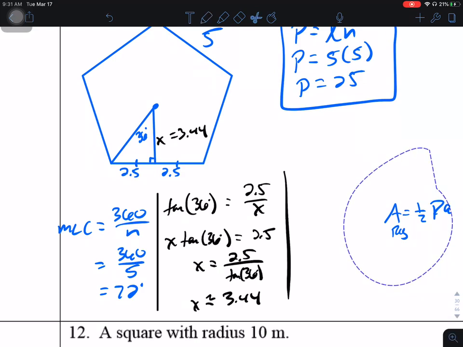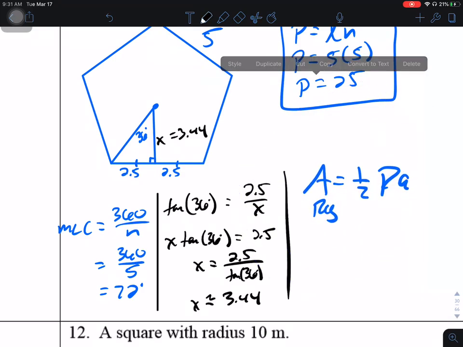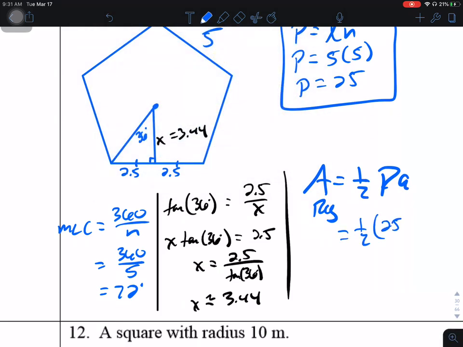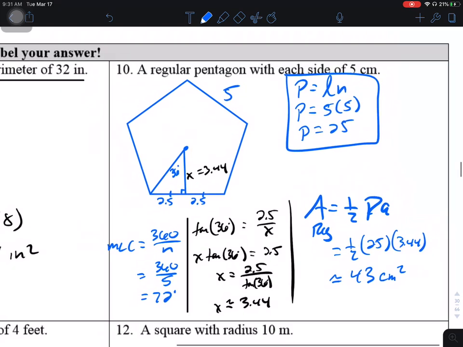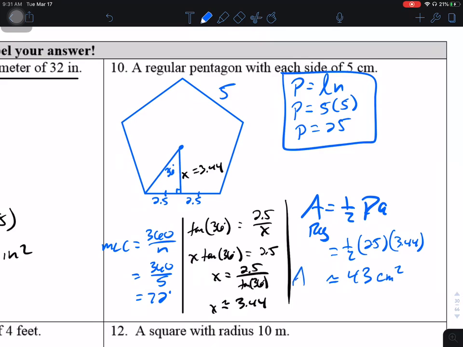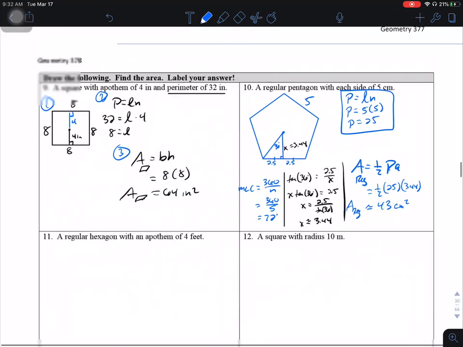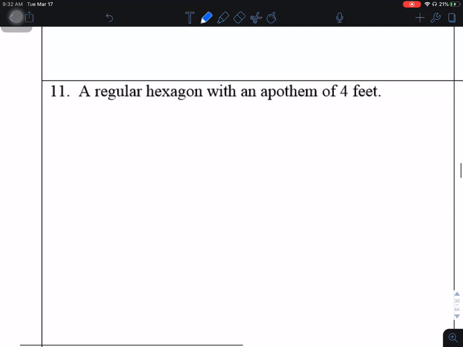Now that we know what the apothem is, we can find this area. Found the perimeter a long time ago was 25. The apothem we're saying is 3.44. That makes this area about 43. We have units, square centimeters, yep. There you go.